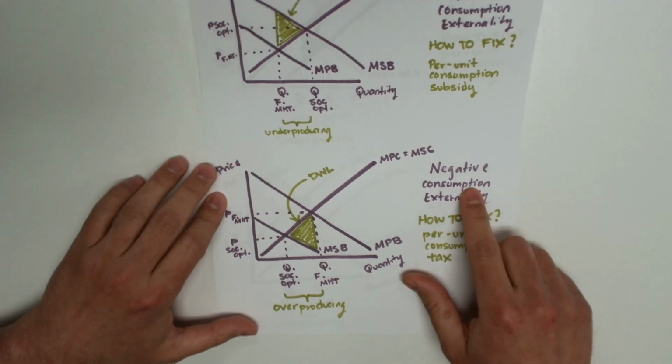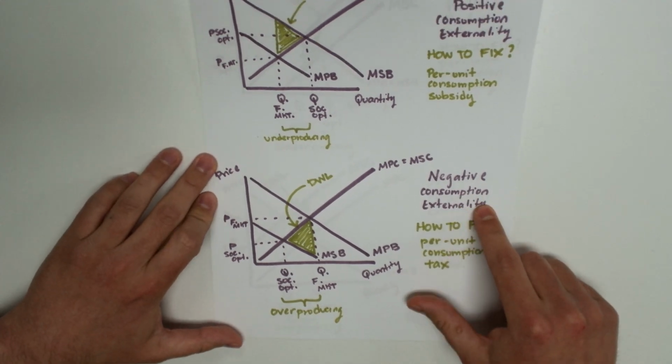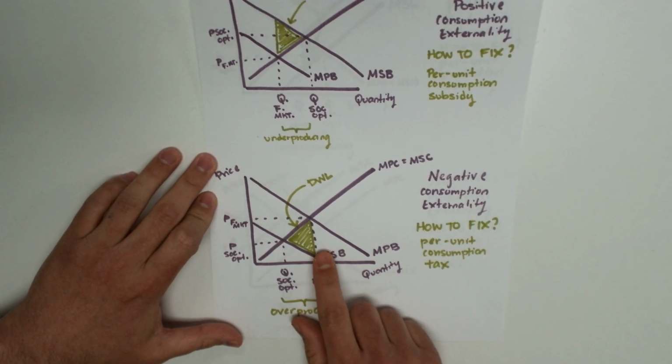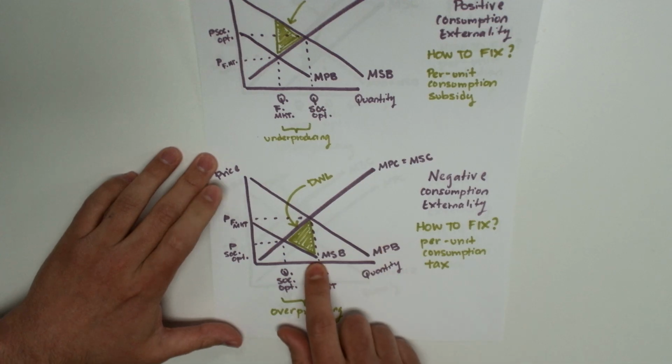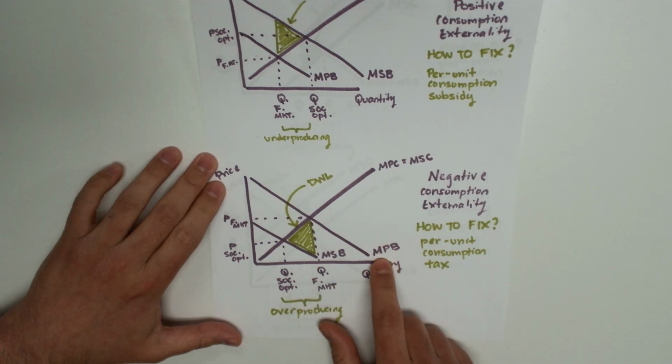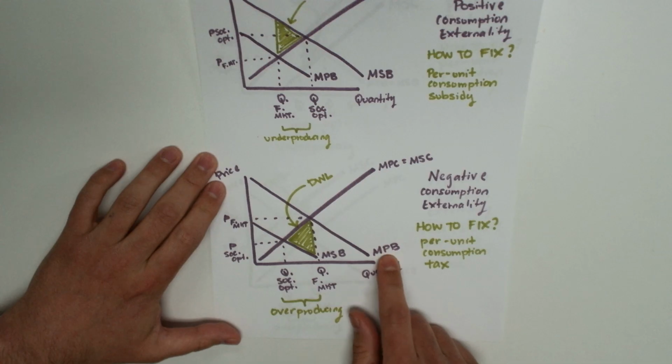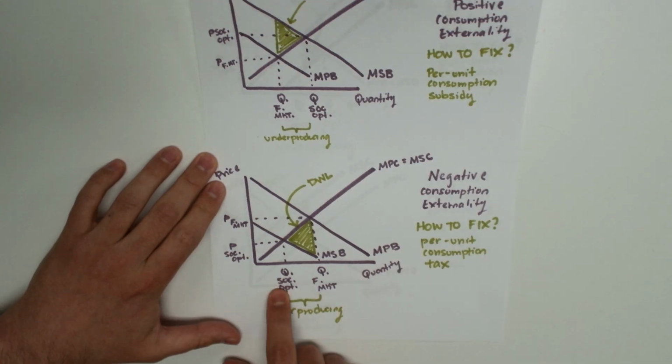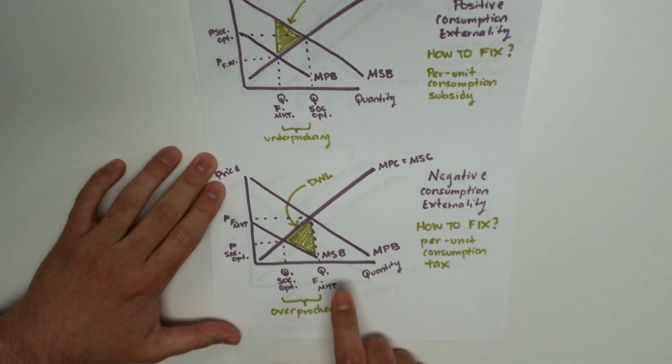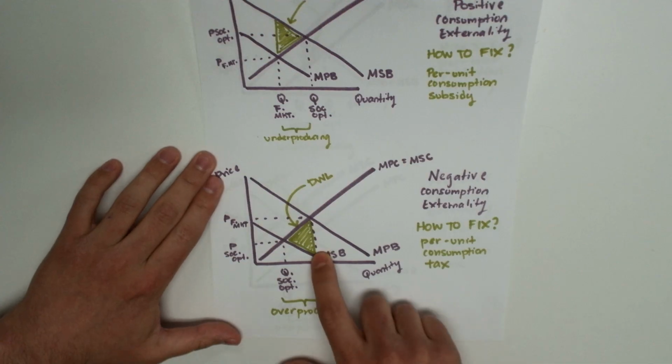Here we have a negative consumption externality. A negative consumption externality is shown here because the marginal social benefit is less than the marginal private benefits. So here, the quantity that society wants us to produce is less than the quantity that the free market is producing at. So the free market is currently overproducing this item, leading to this deadweight loss. We're making too much of it.